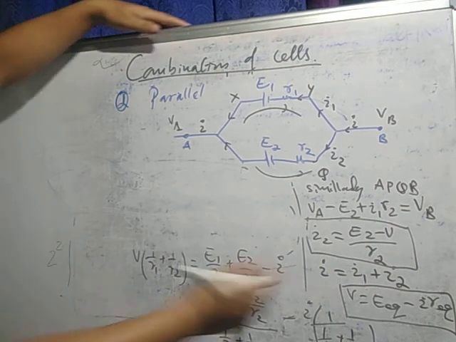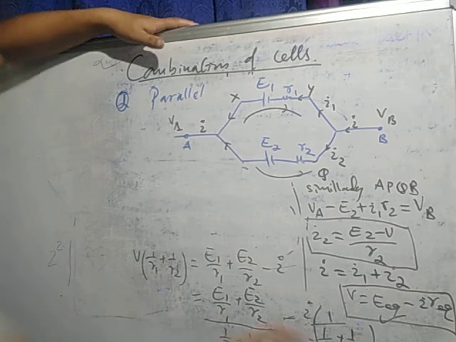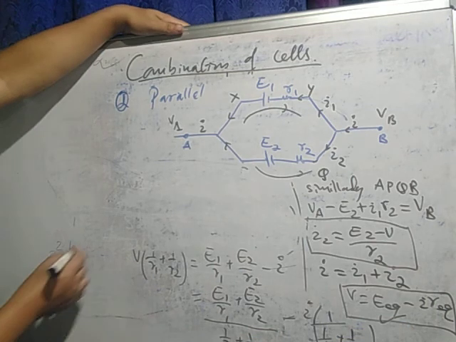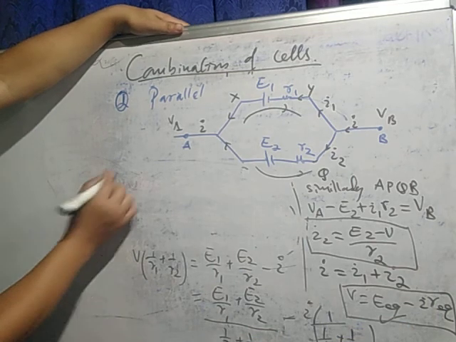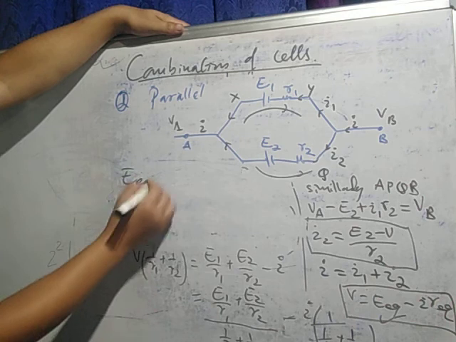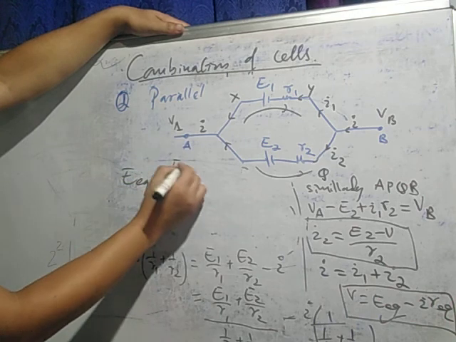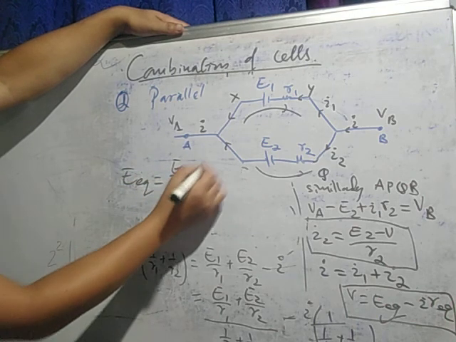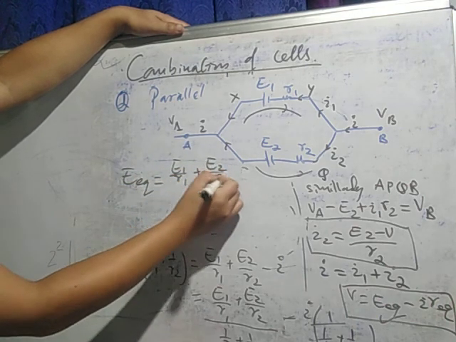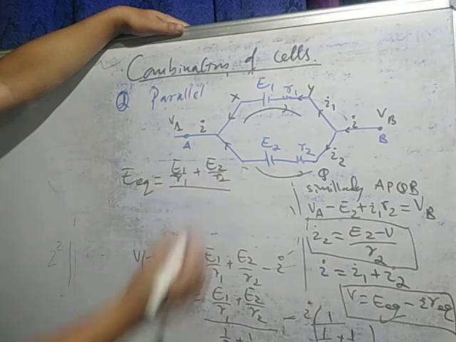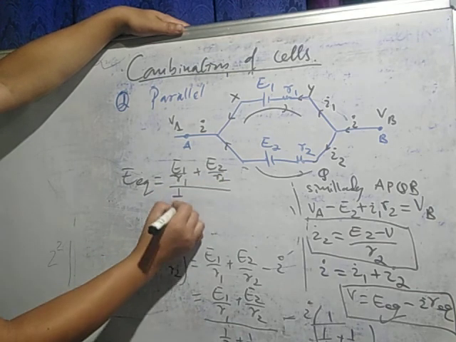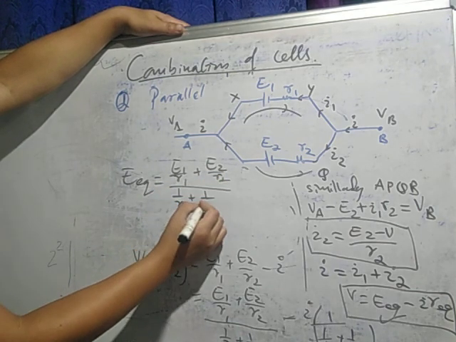So comparing with this equation, we have read before. Okay, so comparing with this equation, you'll get E equivalent equals to how much? E1 by R1 plus E2 by R2 divided by 1 by R1 plus 1 by R2.